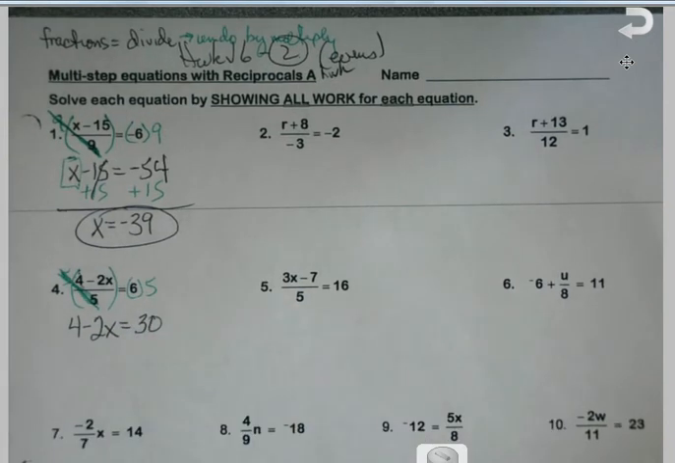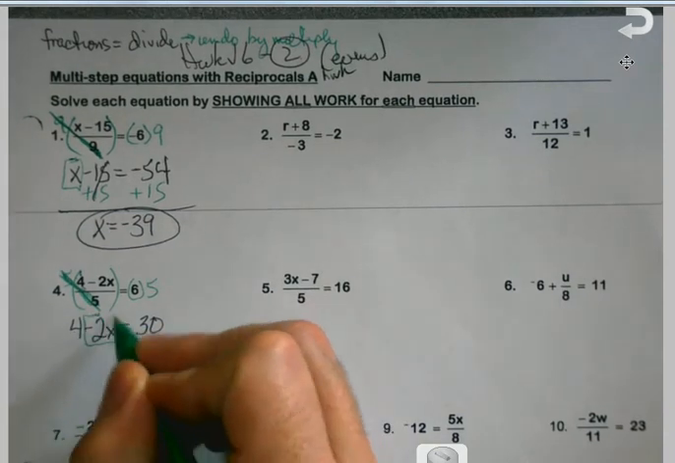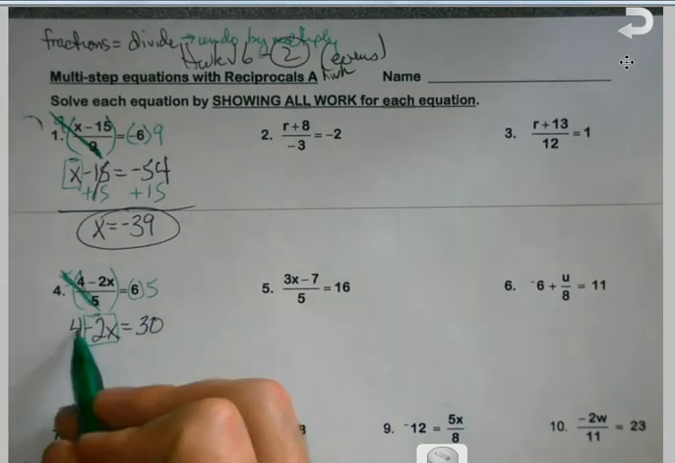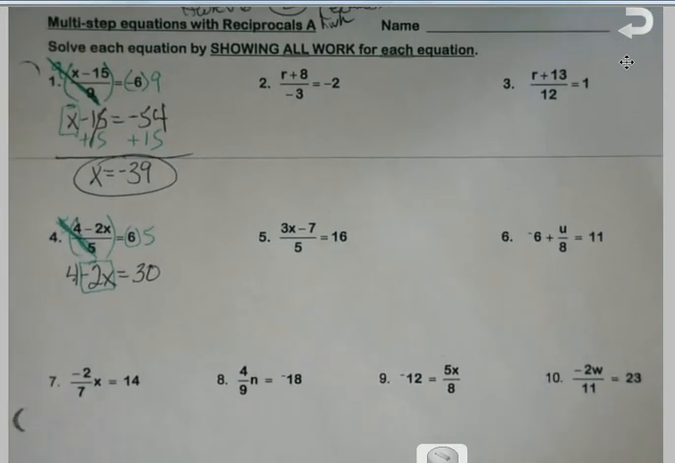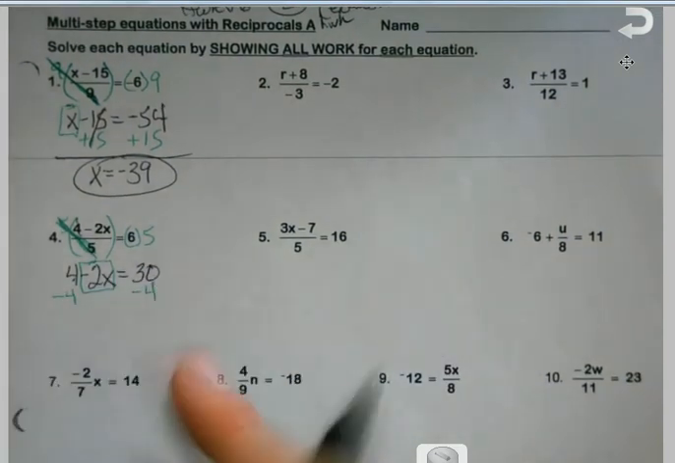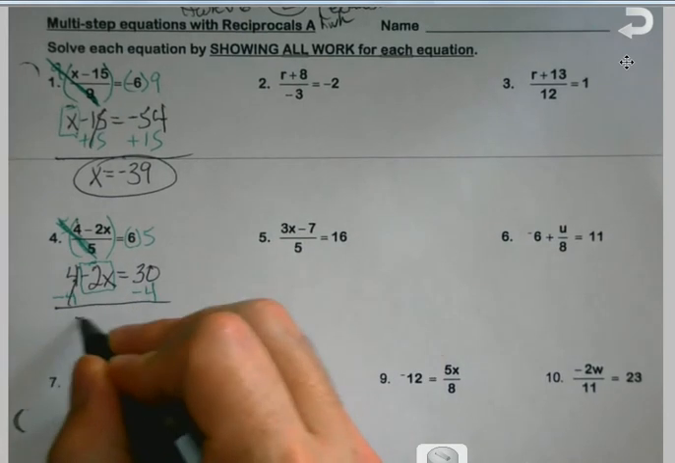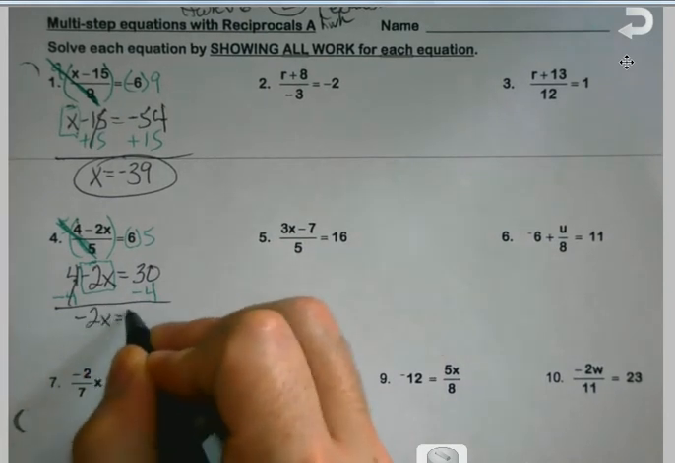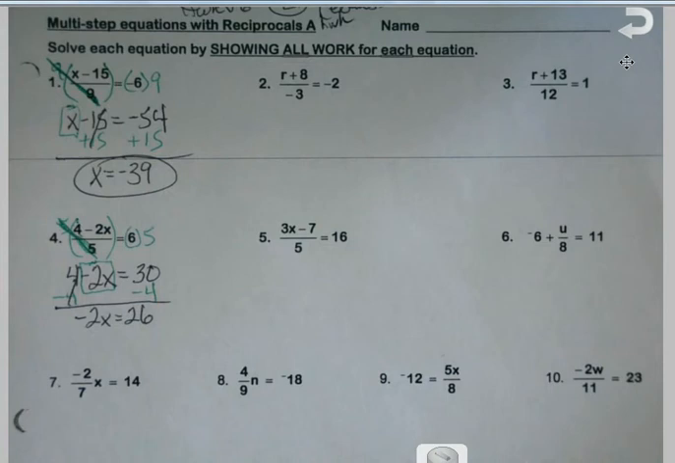So then I'm like, okay, now what? Well, I want to work on getting this 2x term alone. I have a positive 4 there. How do I undo a positive or a plus 4? Minus. If nothing else, we are going to be equation experts by the time our time is done.